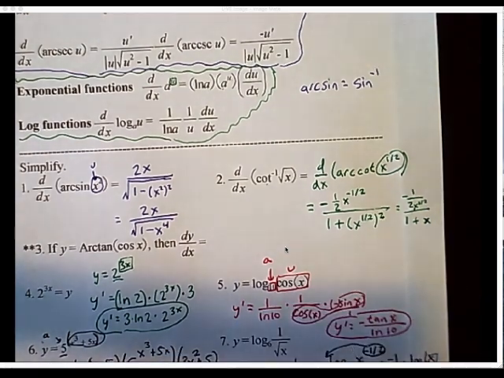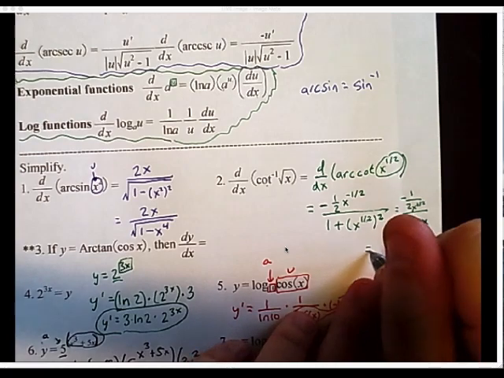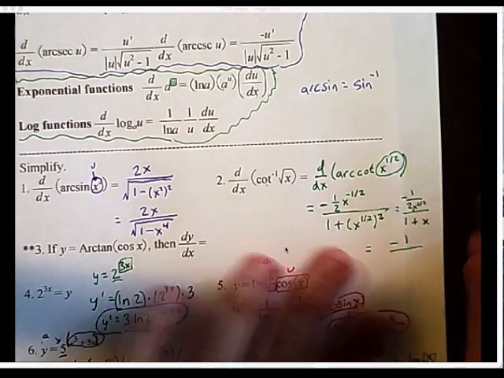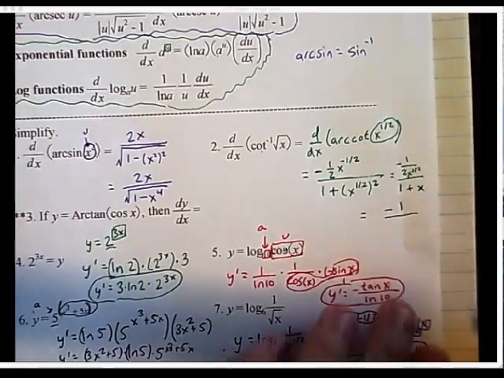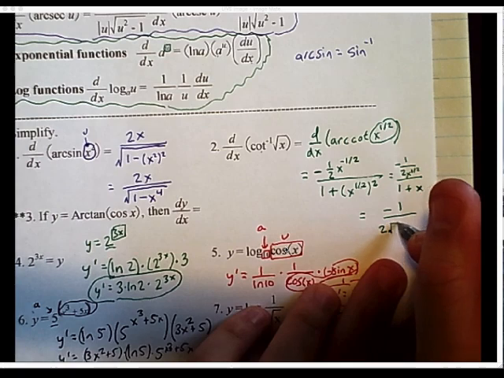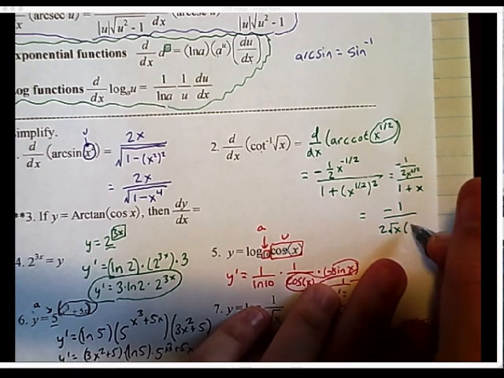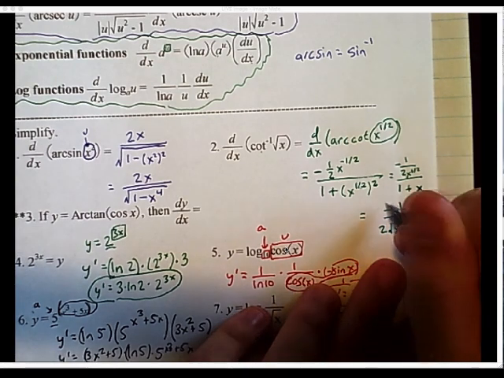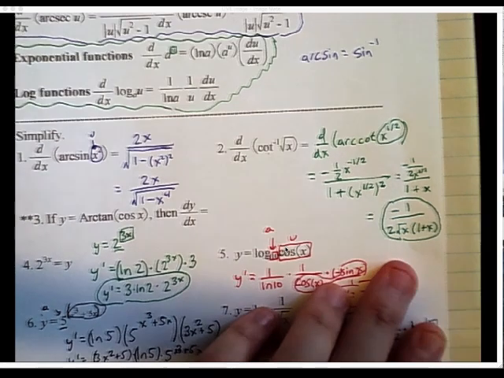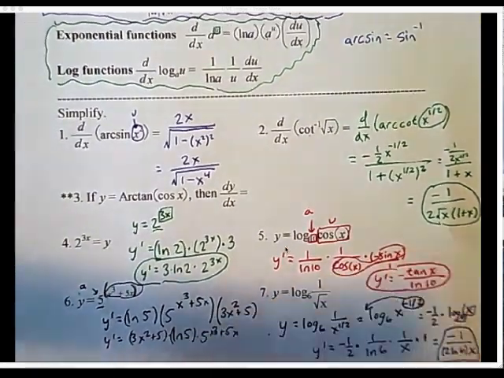Okay. And if you wanted to make this a little bit nicer, you could simplify a little bit here and you could get a final answer of negative 1 over 2 square root of x all times 1 plus x. So that would be the derivative of that.